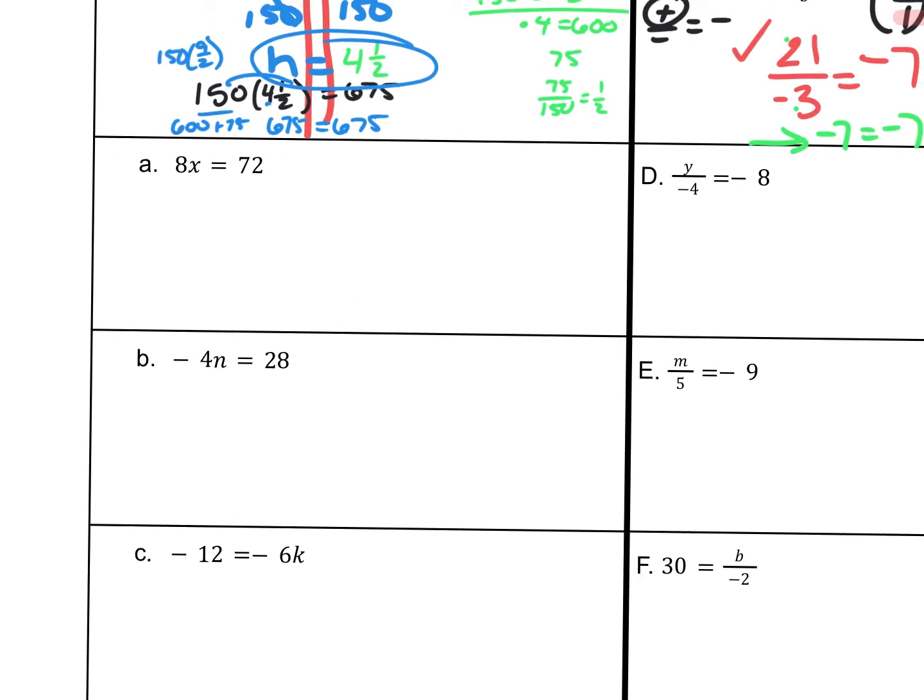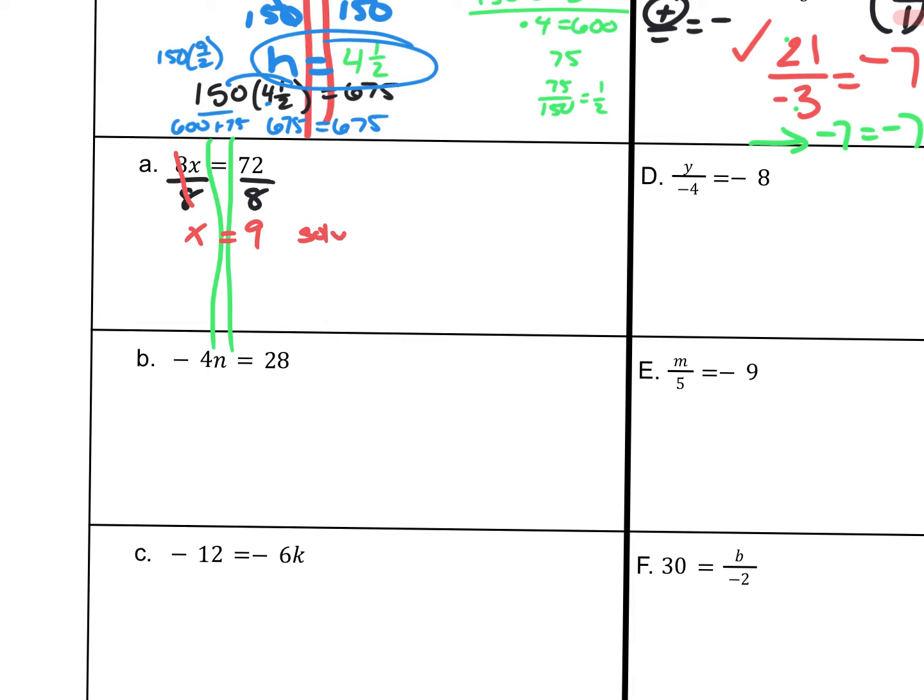Pause and try, or keep watching for a few more and then try on your own. So here I have 8 times x equals 72. I make my train tracks, reminding myself I'm trying to keep things equal. I undo multiplying by 8 by dividing by 8. A number divided by itself is 1. I'm left with x. 72 divided by 8 is 9.